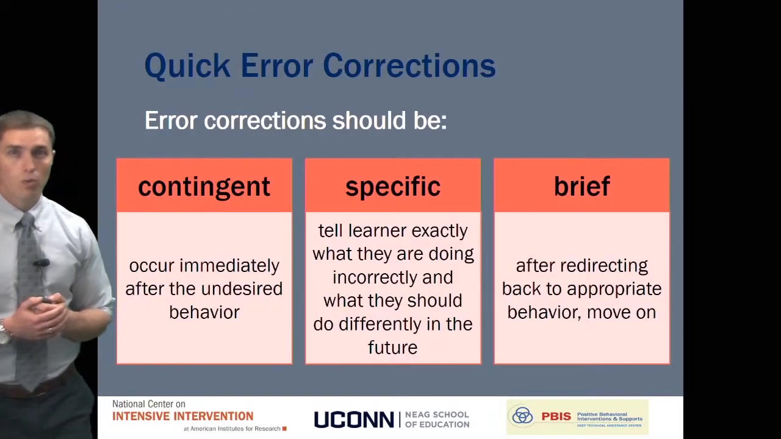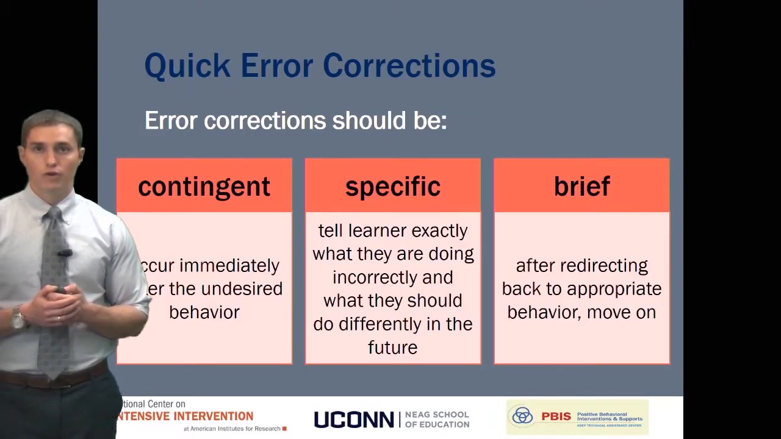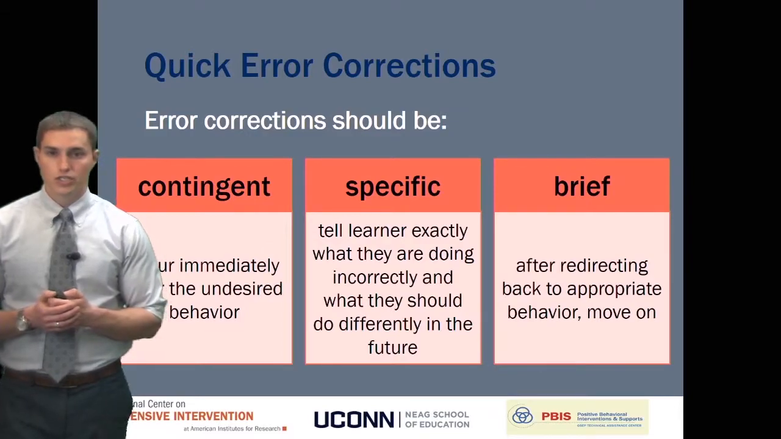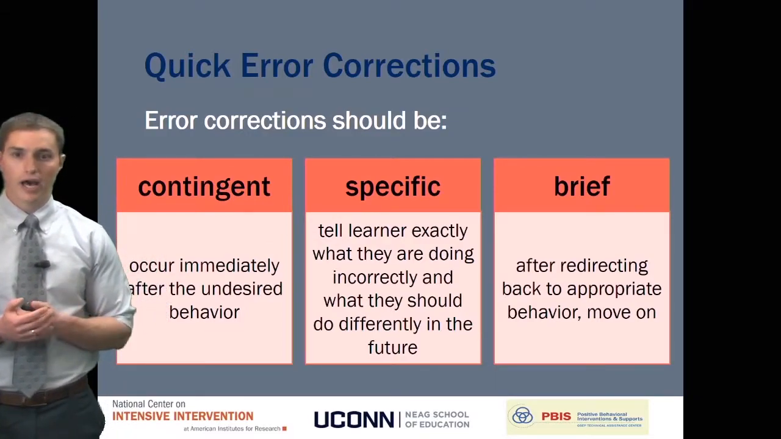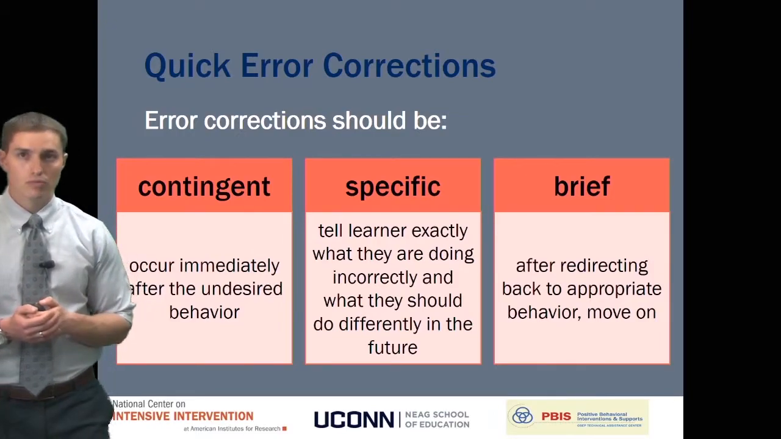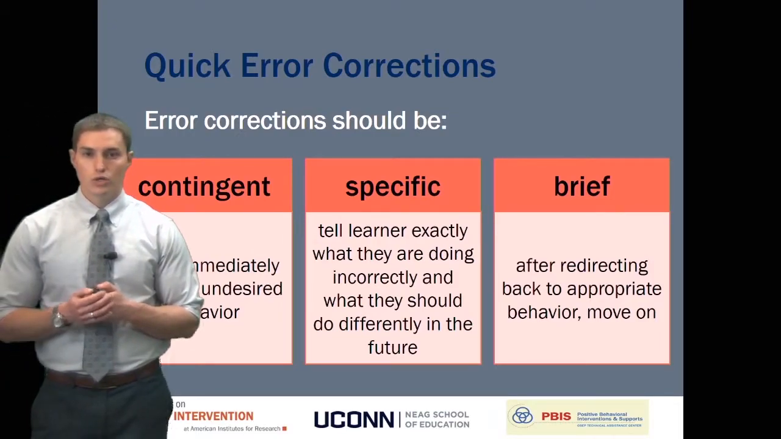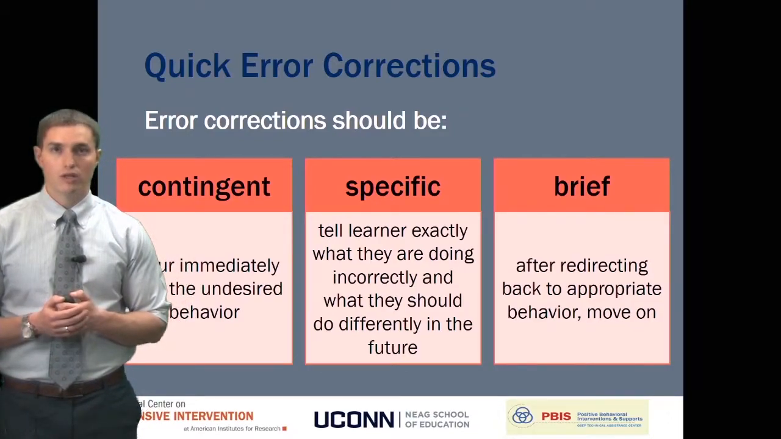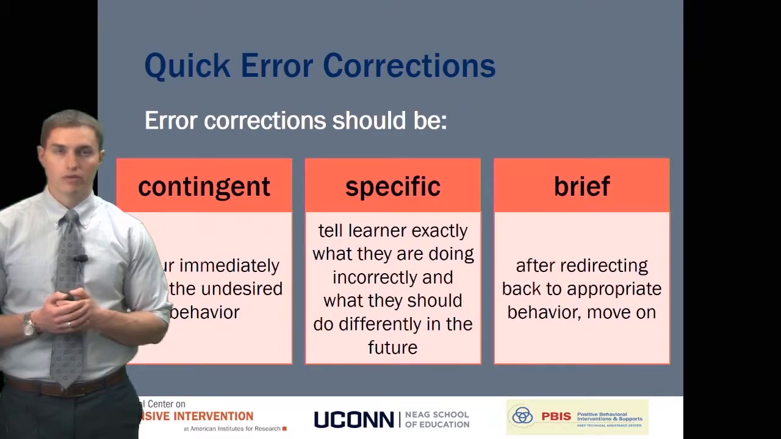So when using quick error corrections, you should focus on these 3 critical elements. Error corrections should be contingent. That is, they should occur immediately after the undesired behavior is observed by you. Your feedback should also be specific. You should tell the learner exactly what they are doing incorrectly and what they should do differently in the future to improve their behavior and their efforts.